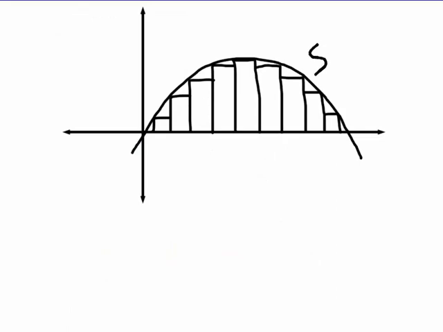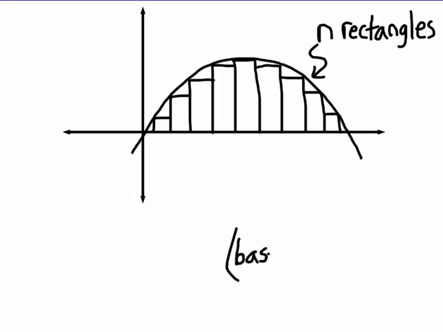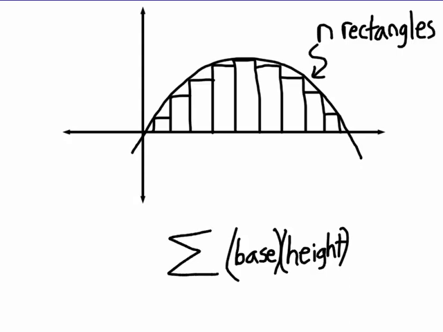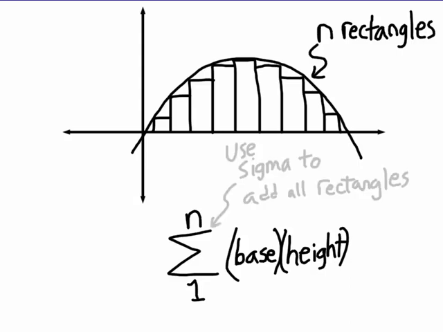Let's say there are n rectangles crammed underneath that parabola, where n is an actual positive integer. Of course, the area of any individual rectangle is given by base times height. And I want to add all the individual areas of all those n rectangles, from rectangle number 1 all the way to rectangle number n. We'll use sigma notation, meaning add up all those base times heights all the way from rectangle number 1 up to rectangle number n. Add them all up. And right now, no matter how big n is, all we've got is an approximation.